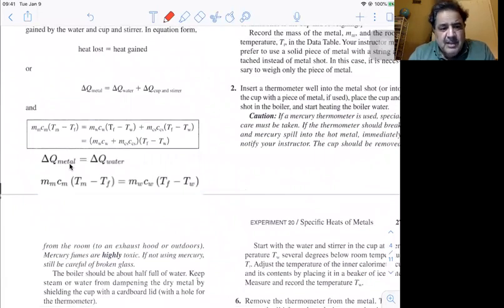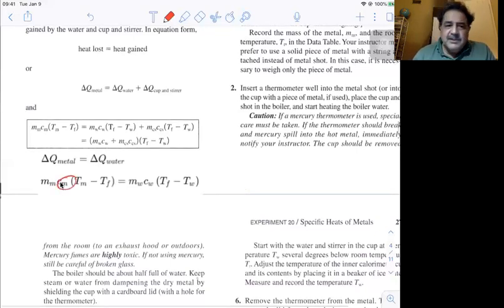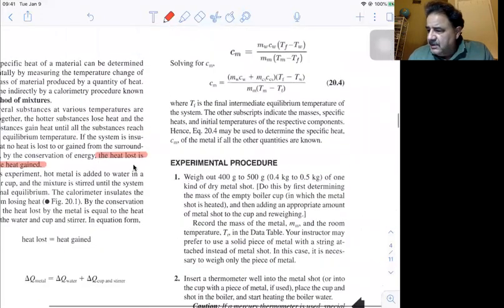All we have is the change in Q metal is going to equal the change in Q water. So what is delta Q metal? Well, that's M, the mass of the metal, times the specific heat of the metal, times the change in temperature. That's the T metal minus the T final. And the water is going to be the mass of the water times the specific heat of water times the T final minus T water. Now, if we solve for the specific heat of the metal, if you just solve that algebraically, you get this.